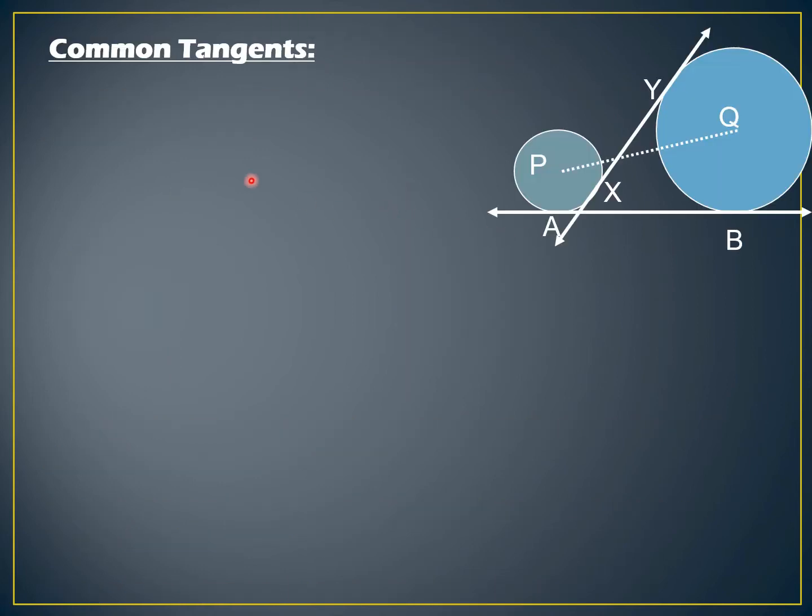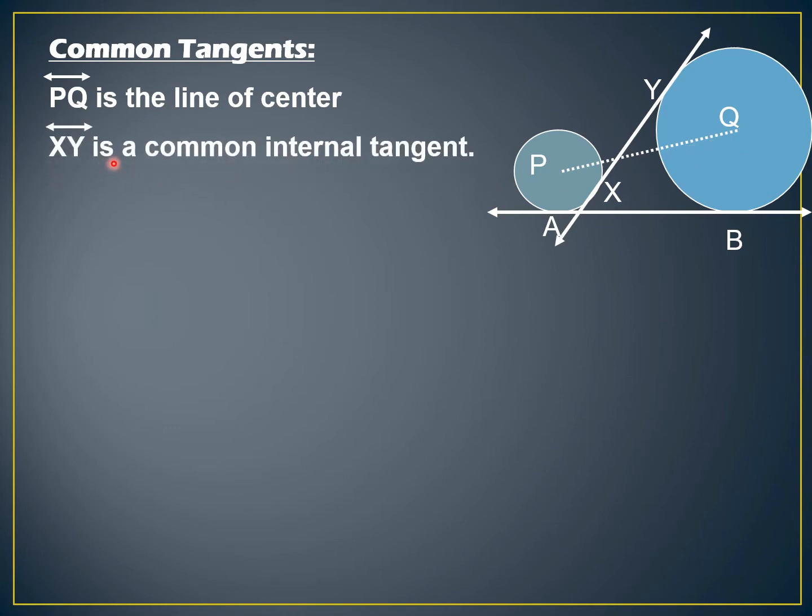Next naman, we're going to talk about common tangents. So, common tangent line dun sa dalawang circle. Una, we have line PQ is a line of center. So, dito sa figure na to, this one is line PQ. Line of center kasi it contains the center of these two circles. Another, we have XY. Ito yung XY natin. Itong XY na to is the common internal tangent of circle P and circle Q. Nasa pagitan kasi siya ng dalawang circle. Tapos, etong line na to ay both tangent to circle P and circle Q.